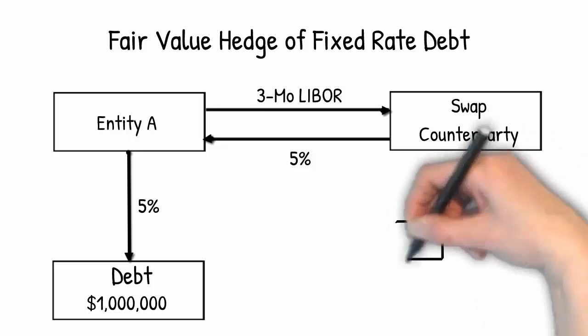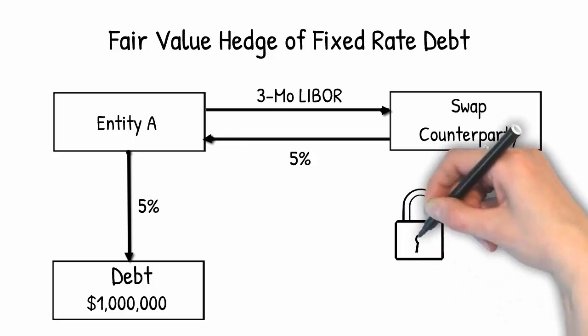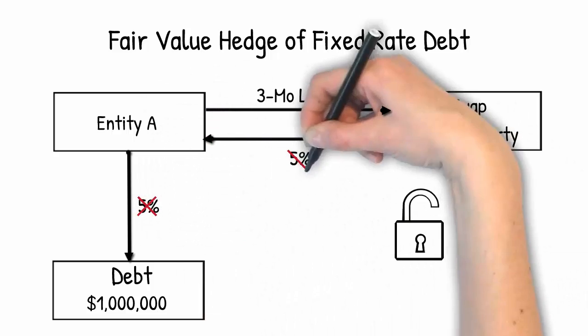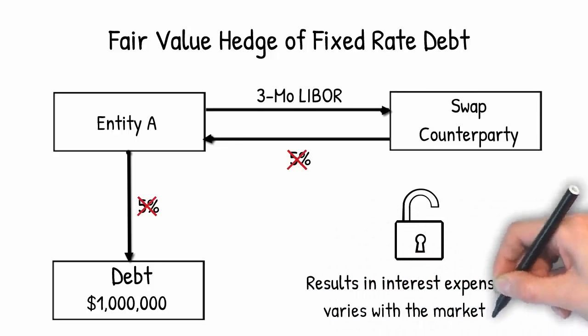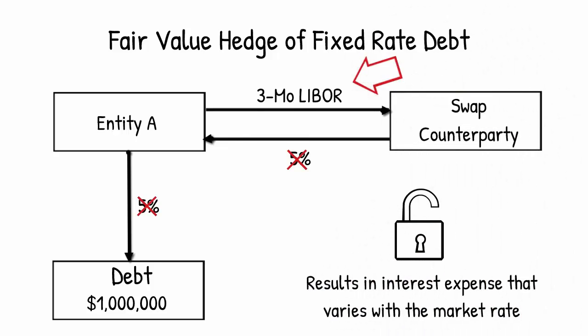The use of an interest rate swap unlocks the fixed interest expense associated with the debt and results in interest expense that varies with the market rate, benefiting the company if market rates decline. The interest rate swap designated in a qualifying fair value hedge to the debt ensures the debt will move in line with changes in fair value throughout the hedging period.